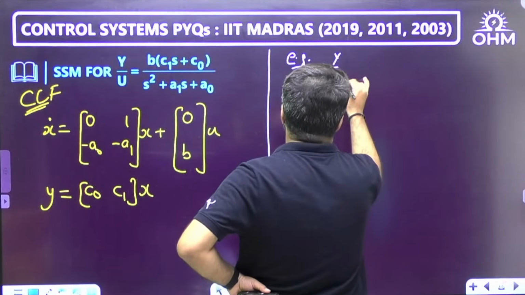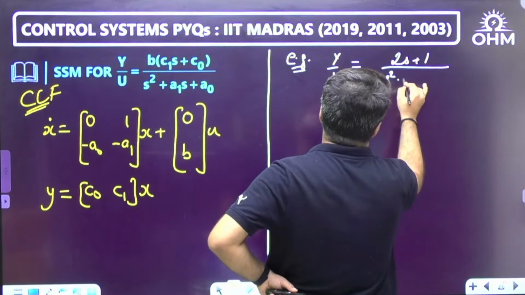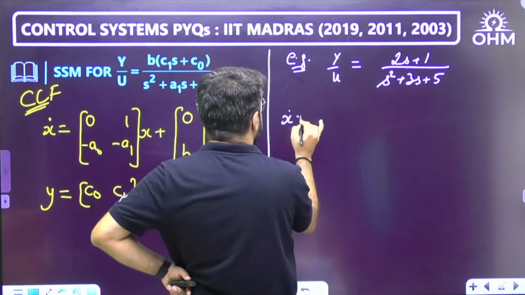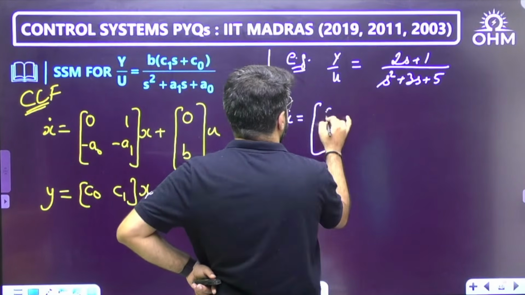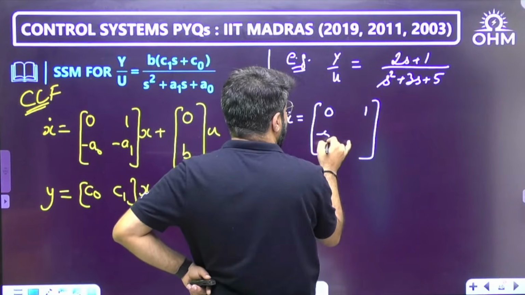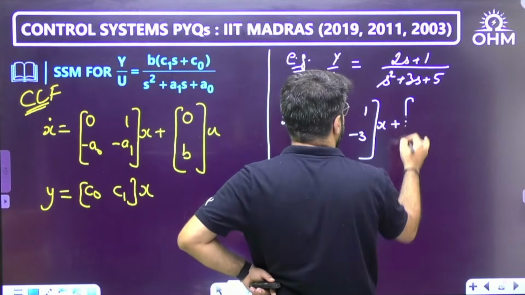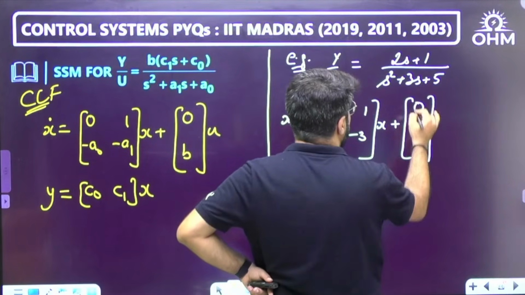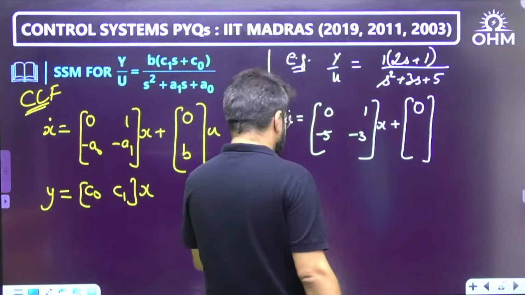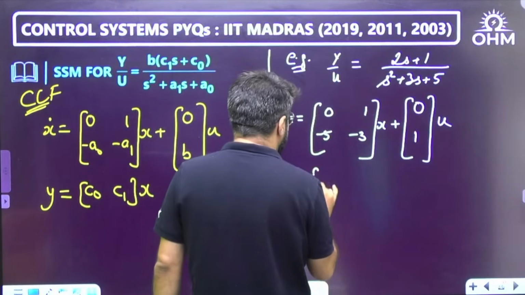suppose you are given a transfer function something like this, 2s plus 1 upon s square plus 3s plus 5. Okay, what is the state space model? A quick review here. First row 0, 1. Okay, then minus 5, constant 5, so I write minus 5 and minus 3. This is then multiplied by x plus 0, b. Any common here? No, I can write it as 1 into 2s plus 1. Okay, so that means I'll write 1 here. And y equal to cx.